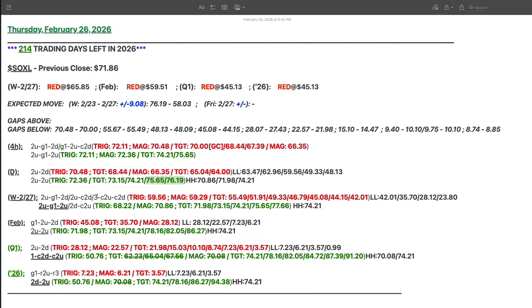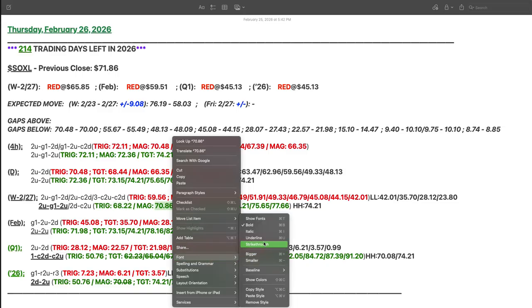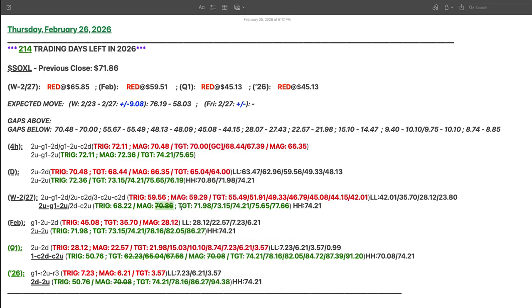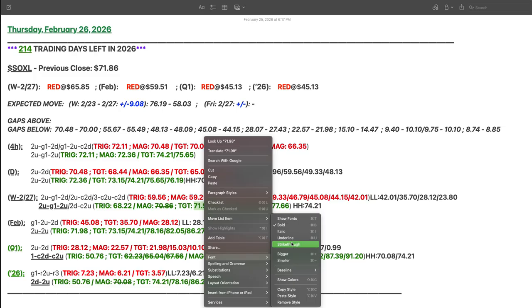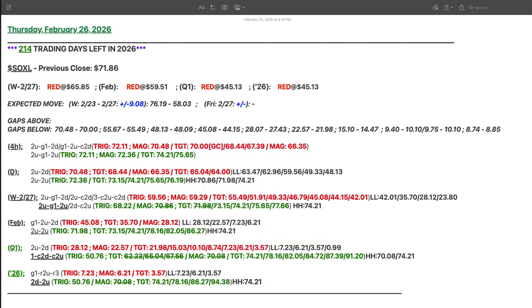We talked about on the week, we triggered the 2-1-2 up, and we are still in force. That's why it's still bold, meaning we are above the 68.22 trigger, right? We did reach magnitude, so actually we should cross that out, strike through, there we go. And we actually reached that target as well, right? So our next targets are 73.15, all-time high of 74.21, and then some more blue sky territory targets out here for you as well.